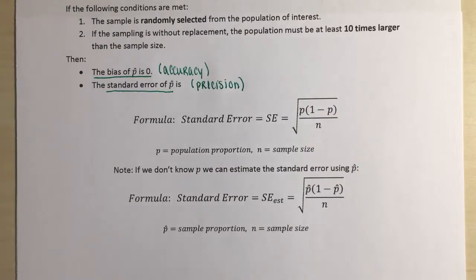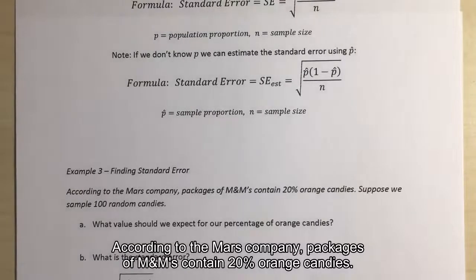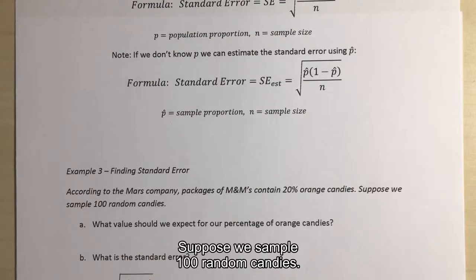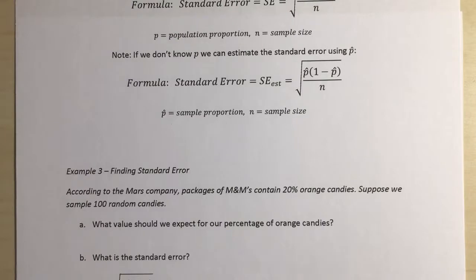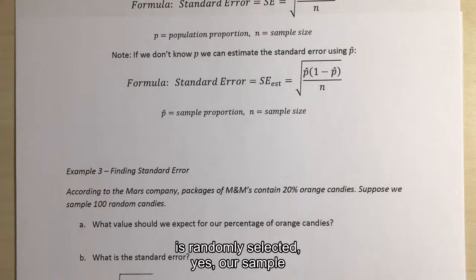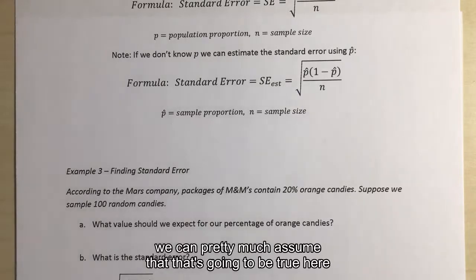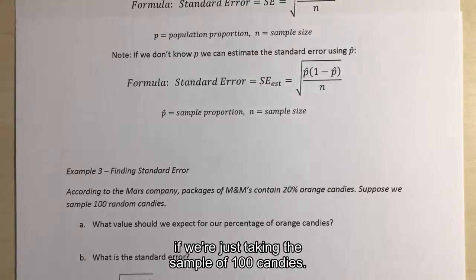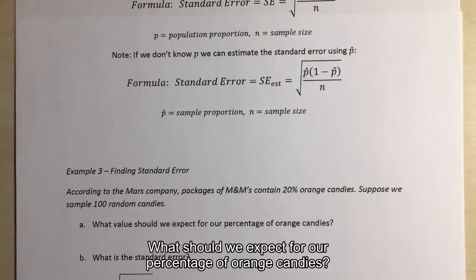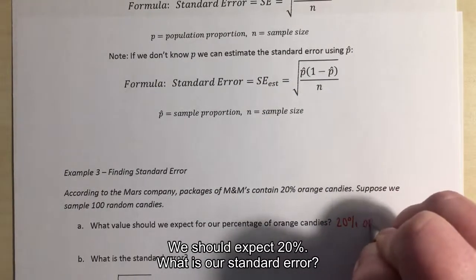All right, so according to the Mars Company, packages of M&Ms contain 20% orange candies. Suppose we sample 100 random candies. So are our conditions met? Our sample is randomly selected. Yes, our sample is randomly selected. And our population must be at least 10 times larger than the sample size. We can pretty much assume that's true here if we're just taking a sample of 100 candies. What should we expect for our percentage of orange candies? We should expect 20%.